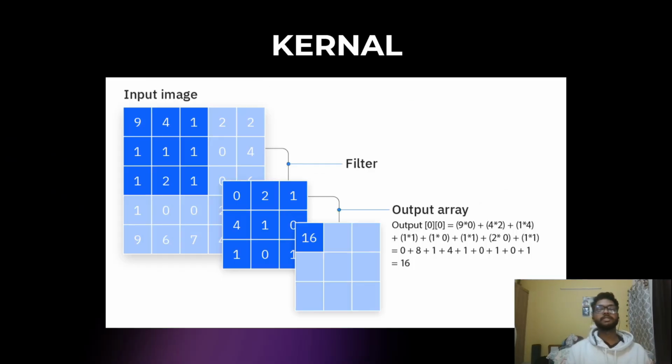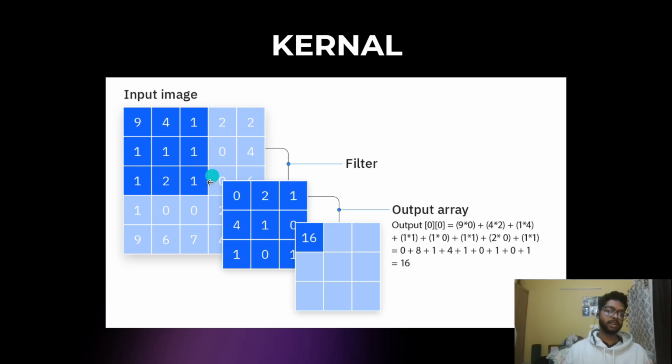Now, let's see what the kernel actually does and what convolution does. This is our image, represented by numbers. Here we have our kernel. This kernel moves over the image and we perform multiplication of each cell. So 9 is multiplied by 0, then it is added to 4 into 2, then added to 1 into 1, then 1 into 4, 1 into 1, 1 into 0, 1 into 2, 1 into 1, 2 into 0, and 1 into 1. All these are added and we get 60.